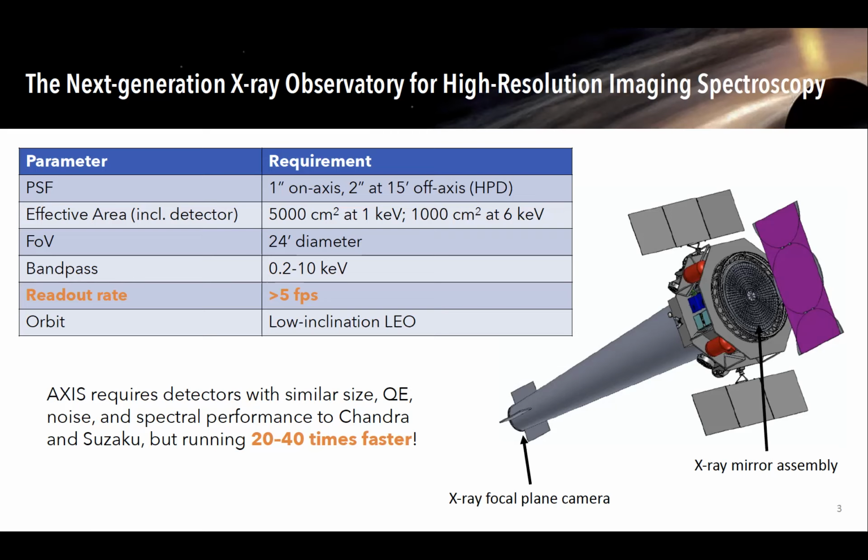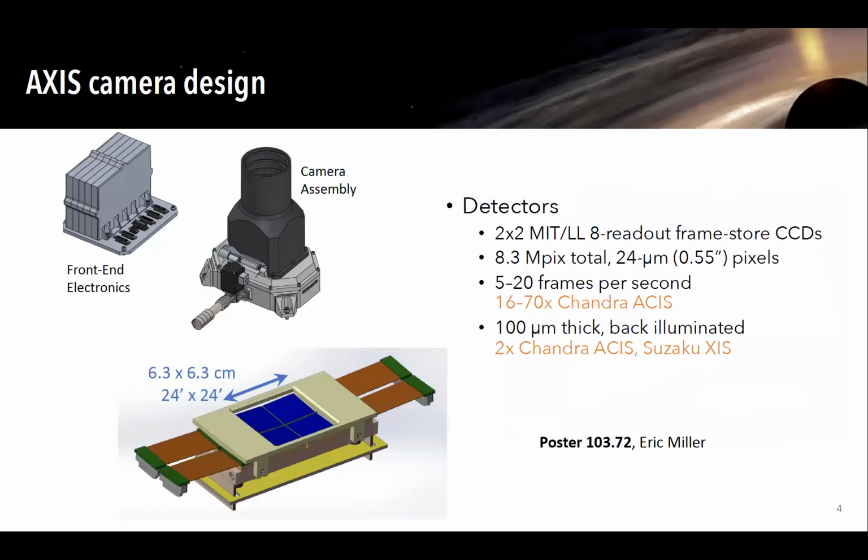To avoid photon pileup, we need to read out at least 5 frames per second. The requirements on the detector system to meet the science requirements are actually pretty similar to the performance of the CCDs running on Chandra and previously on Suzaku, in terms of size, quantum efficiency, noise, and spectral performance. But we need to run about 20 times faster than Chandra, and preferably even faster than that.